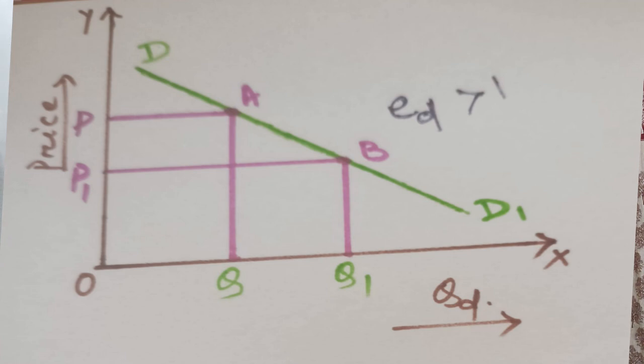That can be graphically projected through a flatter demand curve. If we take a flatter linear demand curve, look at the figure, the horizontal axis representing the quantity demanded and the vertical axis representing the price of the good concerned.